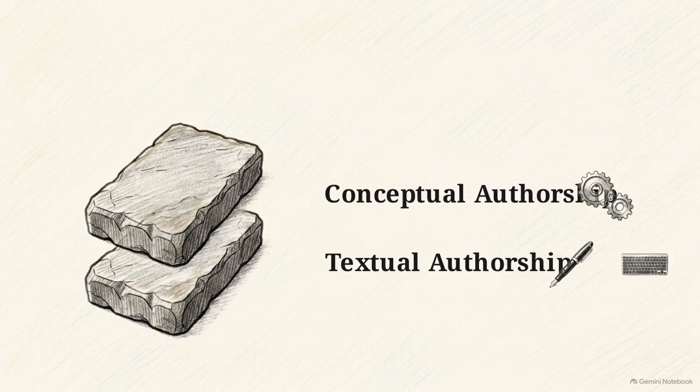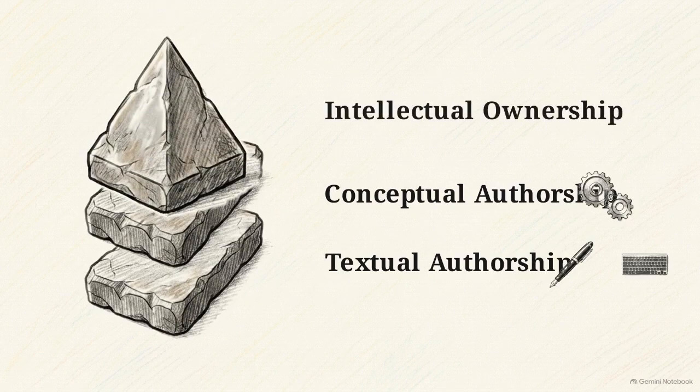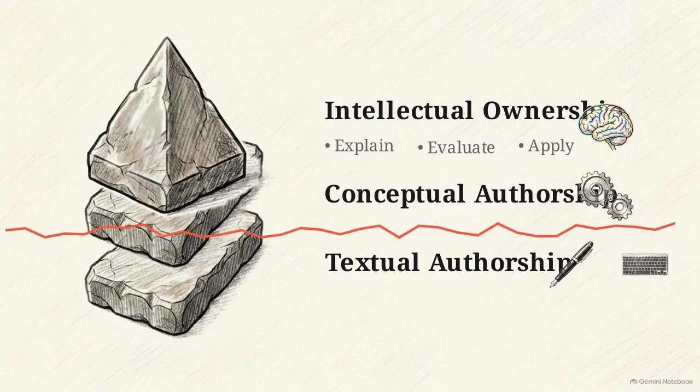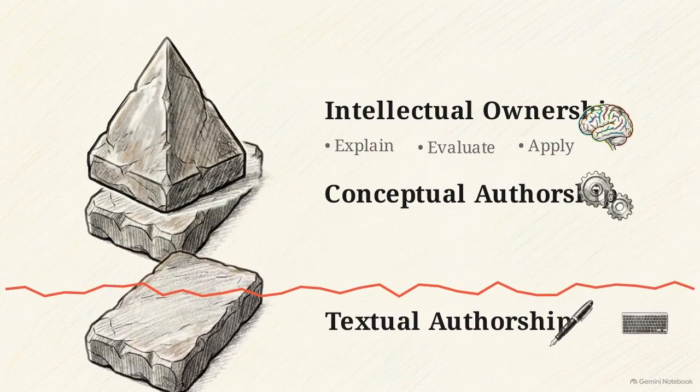The top tier represents intellectual ownership. This is the learner's active ability to explain the logic of a piece of work, evaluate its merits, justify the decisions made, and apply those ideas to a new context. Generative AI fractures this structure. A machine might contribute heavily to the textual production at the bottom, while the human user maintains total conceptual control and intellectual ownership at the top.